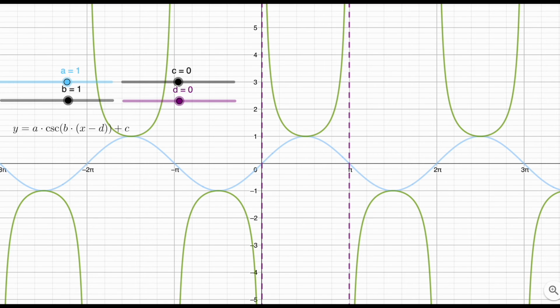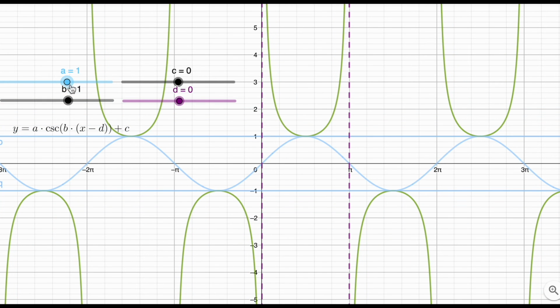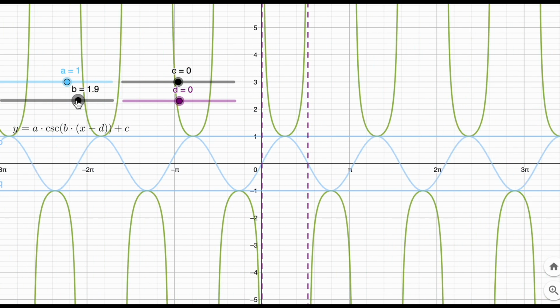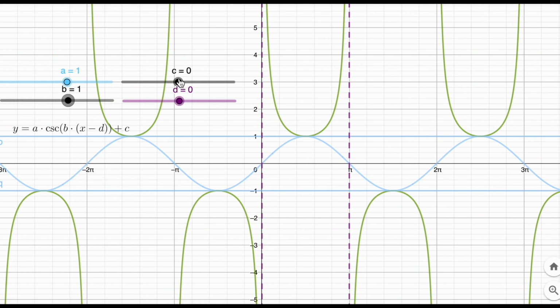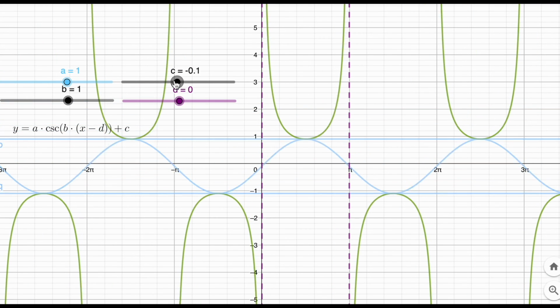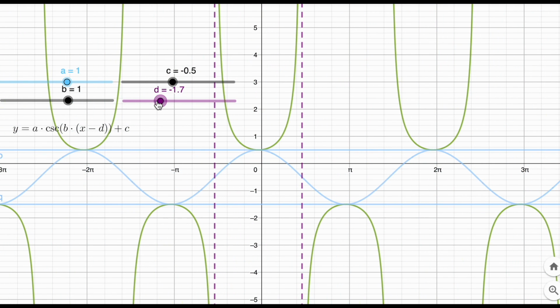Every time I draw it, no matter what it looks like, I would put in the sine curve first, and then I could do the transformations. And just like the secant, the sine is going to determine what the cosecant curve looks like. So if you change the amplitude, or change the period, or move it up and down, or move the phase shift, you can get your cosecant curves.